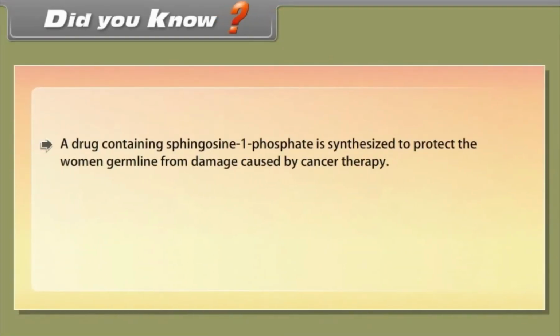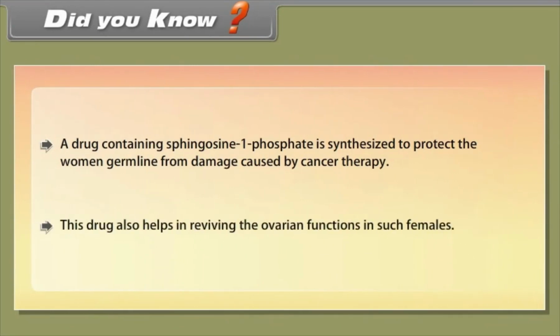Did you know? A drug containing sphingosine 1-phosphate is synthesized to protect the women's germline from damage caused by cancer therapy. This drug also helps in reviving the ovarian functions in such females.